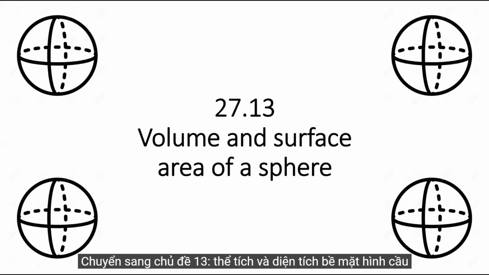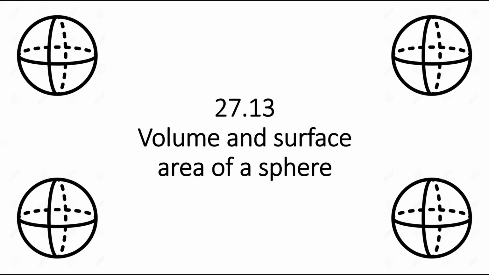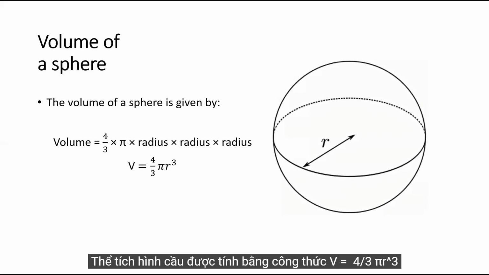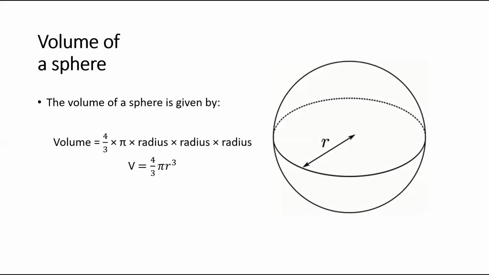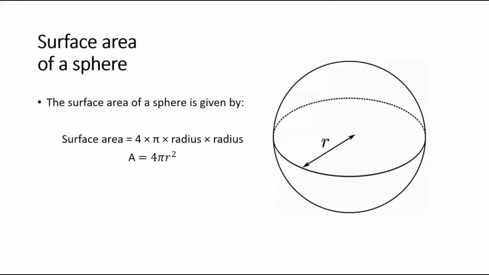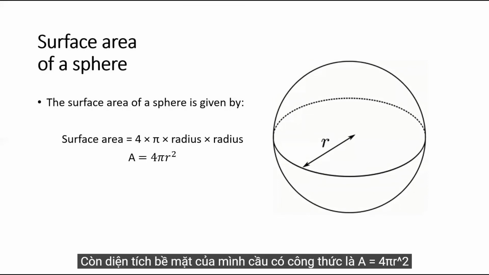Move on to topic 13, volume and surface area of a sphere. The volume of a sphere is given by 4/3 times pi times radius to the power of 3, since we're working with three-dimensional shapes. The surface area of a sphere is given by 4 pi r to the power of 2.